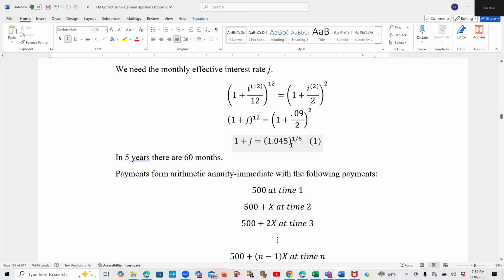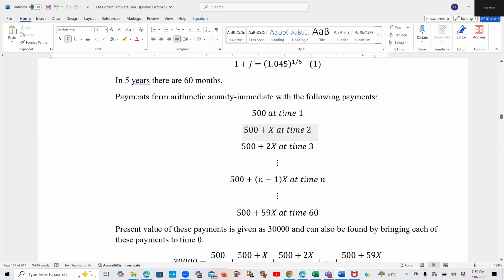So now the payments happen for 5 years, and in 5 years there are 60 months. And as we said, the payments form an arithmetic annuity immediate, and here's the stream. These times are in months. So at time 1 month, we have a 500 payment, and then they keep increasing by X. So 500 plus X at time 2, 500 plus 2X at time 3. So you see at any time, the X factor is 1 less than that. So at time 3, we have 2X. At time 2, we have 1X. So therefore, at time 60, we will have 59X here, and then 500 is being added to all of them.